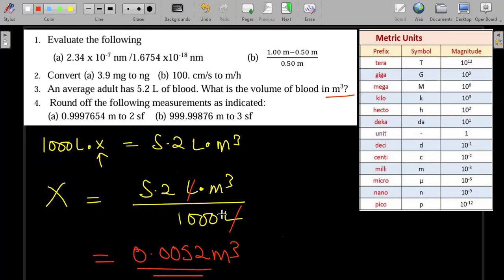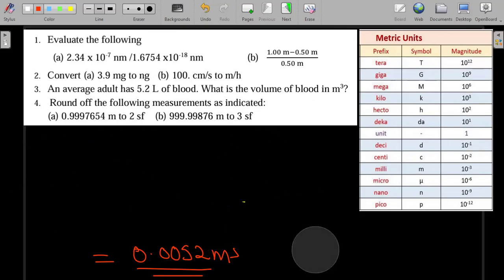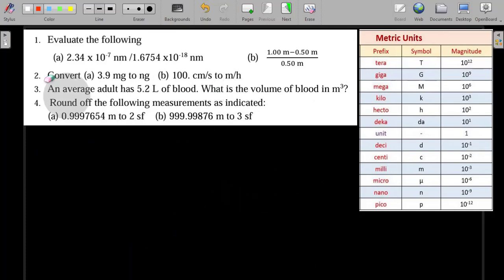Okay, so this goes to say that 5.2 liters of blood is the same as 0.0052 cubic meters. All right, so we're done with question 3. Let's look at question 4. Question 4 is the simplest here. They're saying round off the following measurements as indicated.